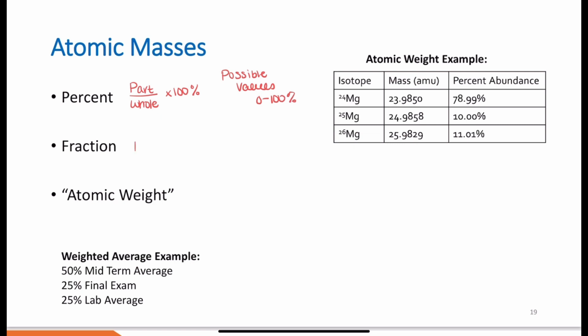My fraction is your part divided by whole. We just don't multiply by 100. So if I said what fraction of students, I would just take how many students were wearing purple divided by the total number of students in the class, and I just wouldn't multiply it by 100. That would give me my fraction. Possible values here, 0 to 1. We're going to take advantage of this concept on this example. So first, atomic weight. Atomic weight is a weighted average of your isotopic masses.